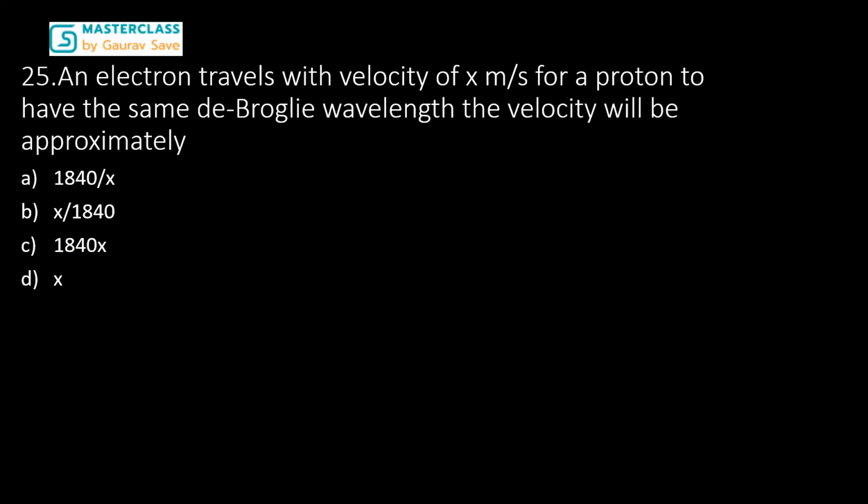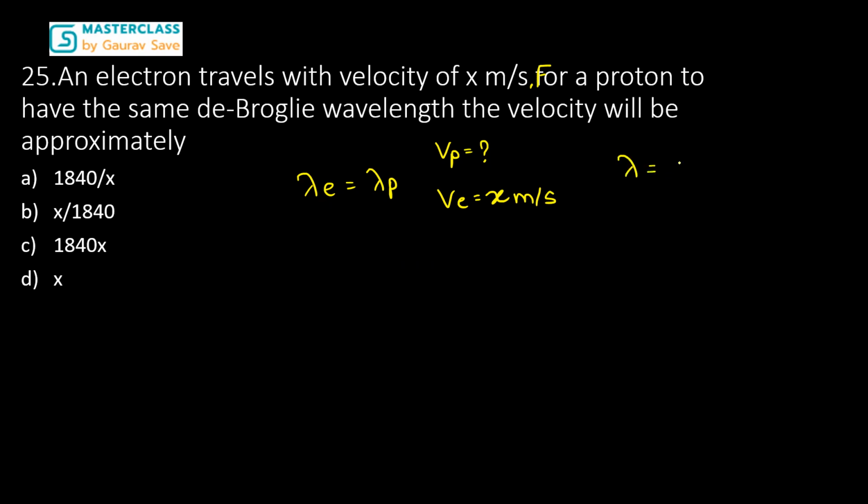Okay, next question guys. An electron travels with velocity of x meter per second. For a proton to have the same de Broglie's wavelength, the velocity will be approximately. Guys, they are telling us that de Broglie's wavelength for electron and this proton is equal, and they're asking us what velocity this proton should have so that it will have the same de Broglie's wavelength, and the velocity of electron is x meter per second.